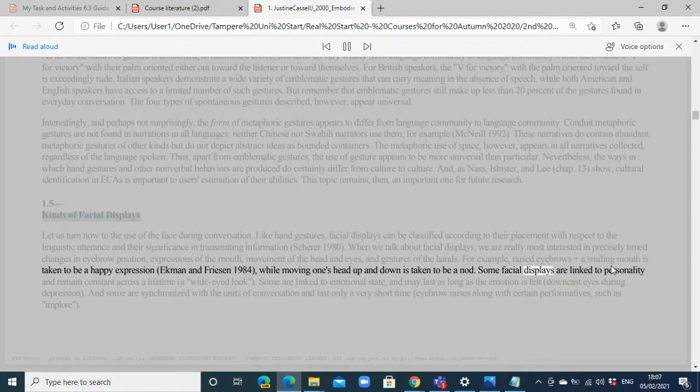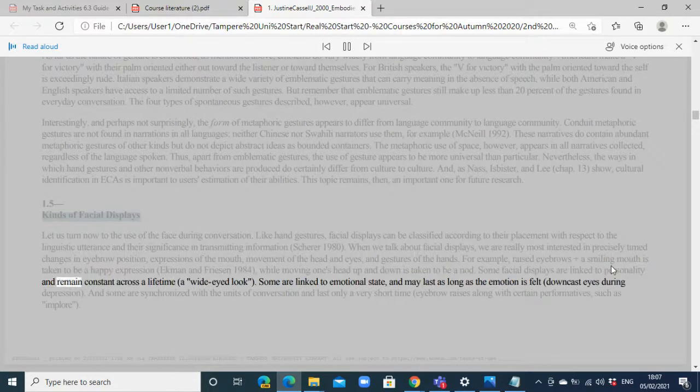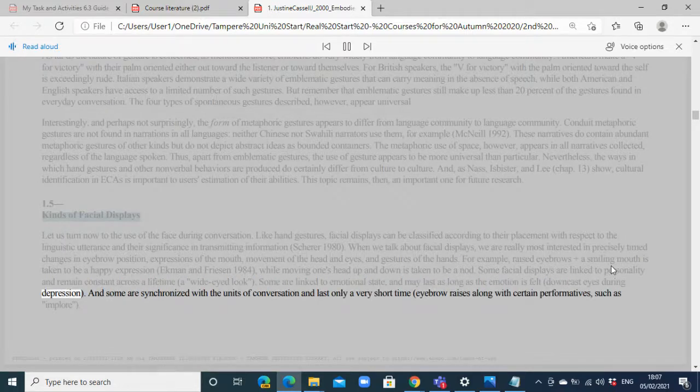Some facial displays are linked to personality and remain constant across a lifetime, a wide-eyed look. Some are linked to emotional state and may last as long as the emotion is felt, the downcast eyes during depression. And some are synchronized with the units of conversation and last only a very short time, eyebrow raises along with certain performatives, such as implore.